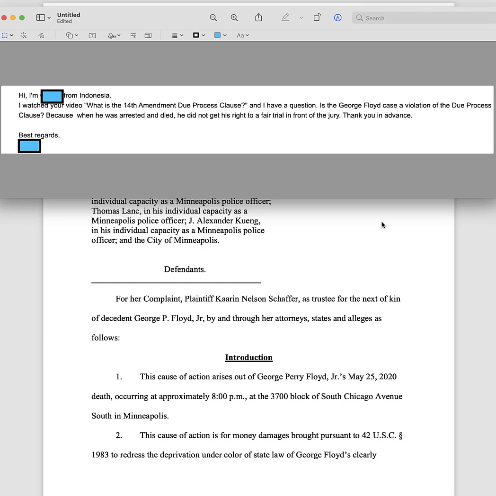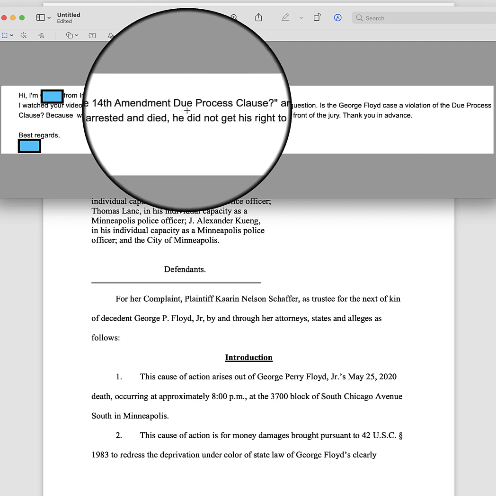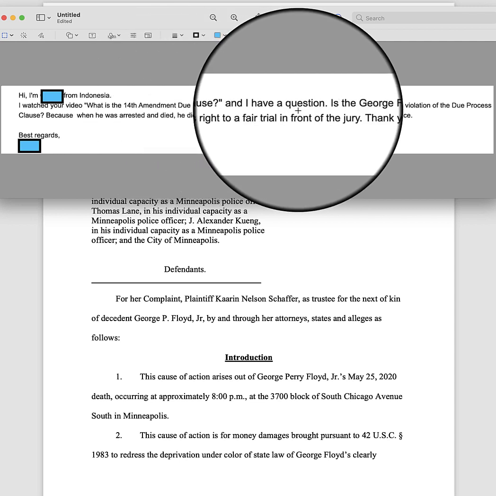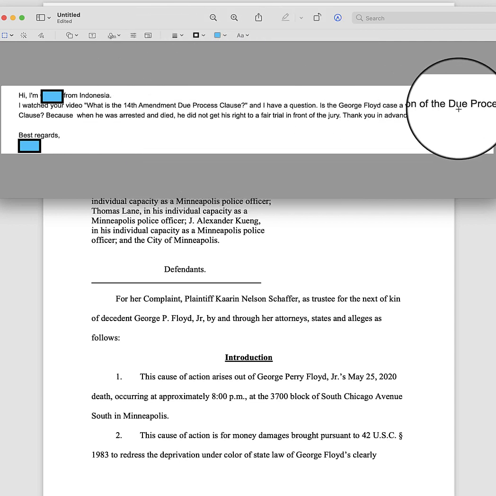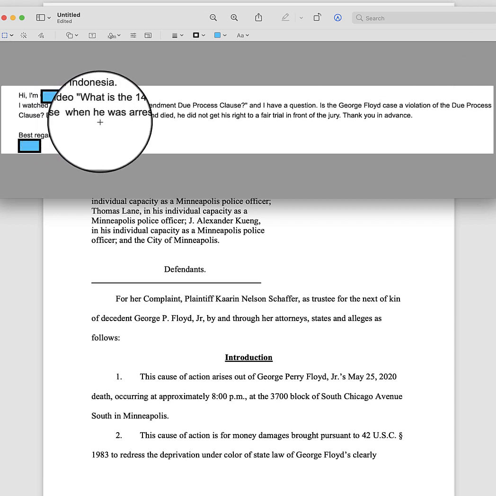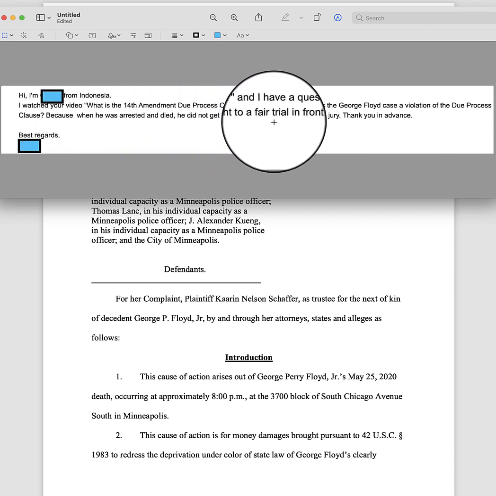I received a question from a student in Indonesia, and she wrote, I watched your video, what is the 14th Amendment Due Process Clause? And I have a question. Is the George Floyd case a violation of the Due Process Clause? Because when he was arrested and died, he did not get his right to a fair trial in front of the jury.